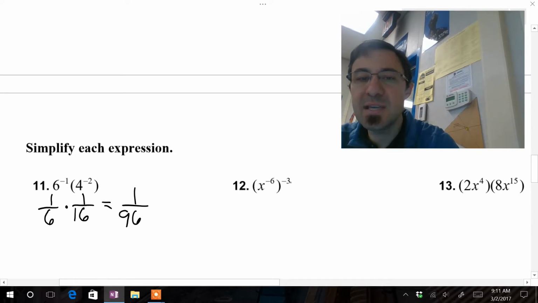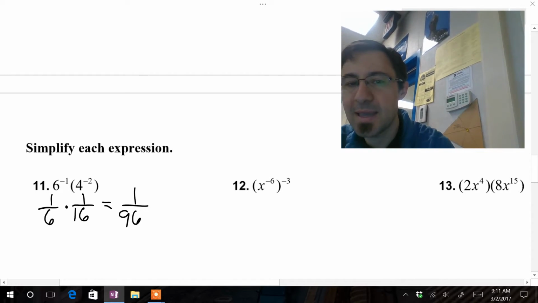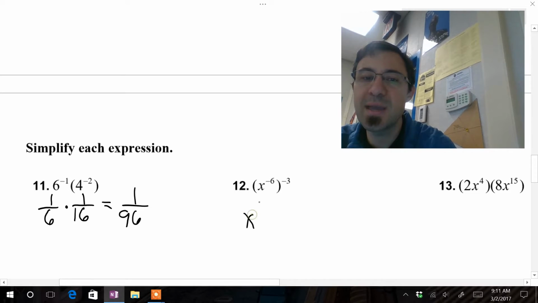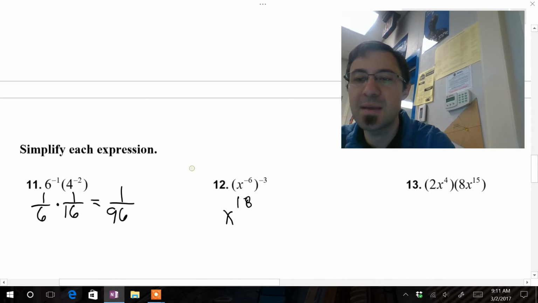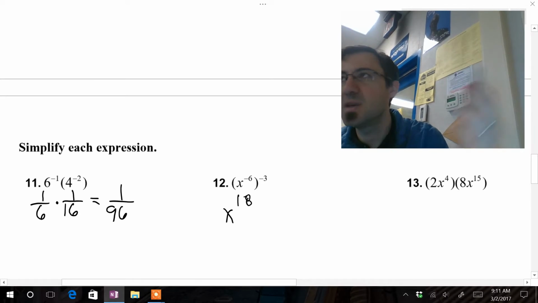X to the negative 6 to the negative 3. This one I'm not going to worry about the negative exponents because I'm going to multiply negative 6 and negative 3, so we get x to the 18th. Negative times a negative is a positive. We leave it as that.